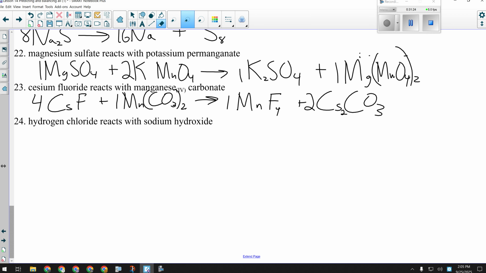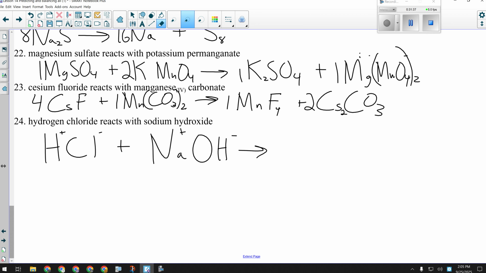And then our last one, hydrogen chloride. HCl, that's a +1, that's a -1. Reacts with sodium hydroxide, NaOH, that's a -1, that's a +1, so that one's fine too. What kind of reaction is that? Double replacement. The pattern says swap the metals. Since everything was a 1 over here, everything's a 1 over there. Am I balanced? Okay.